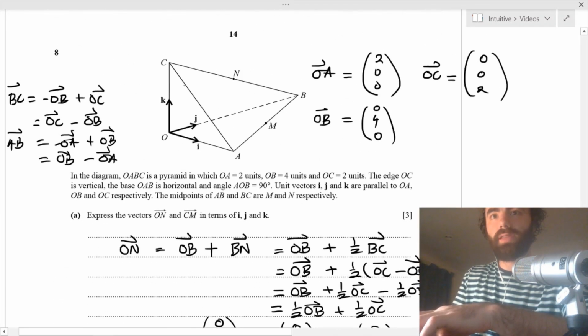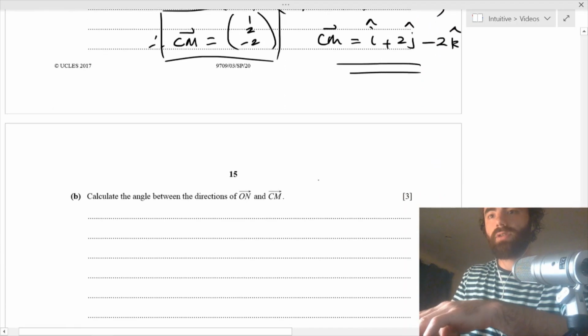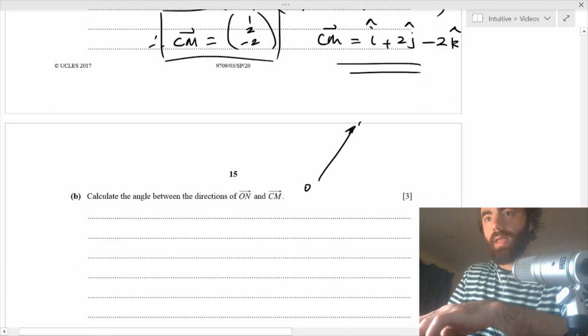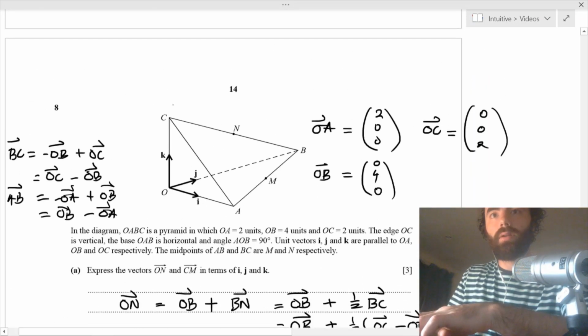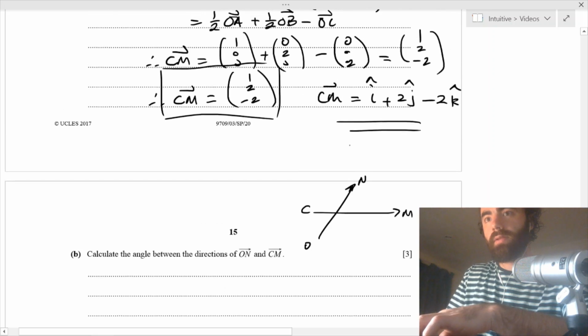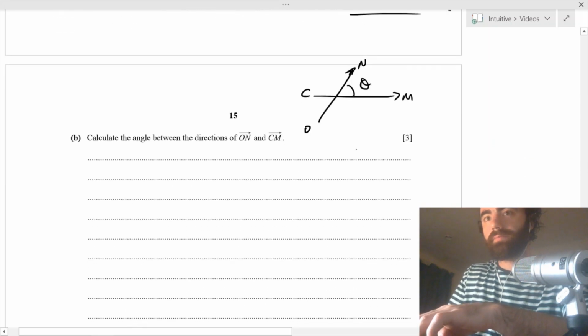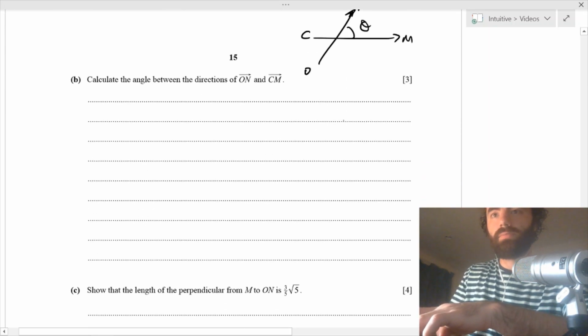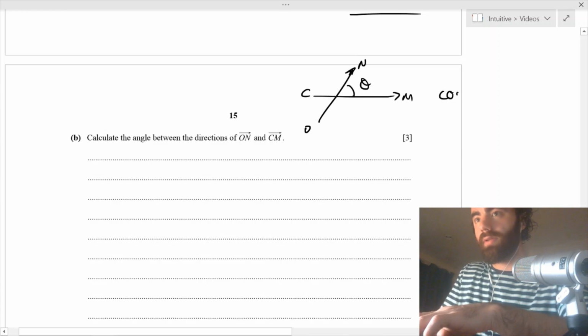Okay, so we have ON, so let's just do a little sketch. So ON, and CM, so let's say this is M and C. So we're going to get this angle if we just plug it into that thing. So remember that cos theta equals, if we want the angle between these two vectors, well, we just plug it into this formula. It's a pretty easy one.